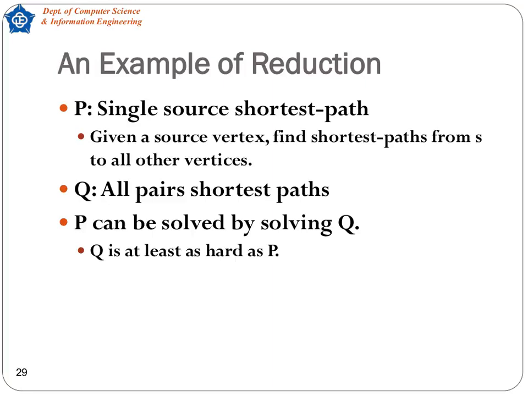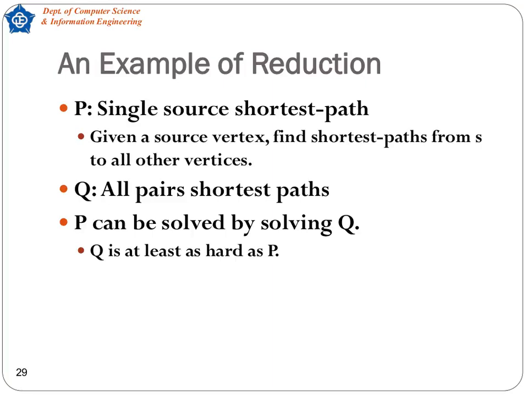Building on what we just saw, let's explore a concrete example of problem reduction. We start with problem P, the single-source shortest path task. Given one source vertex S, find the shortest distances from S to every other vertex in the graph. Next is problem Q, the all pairs shortest path task, where we want the shortest distance between every possible pair of vertices. The key insight is that if you can solve Q, you automatically solve P.